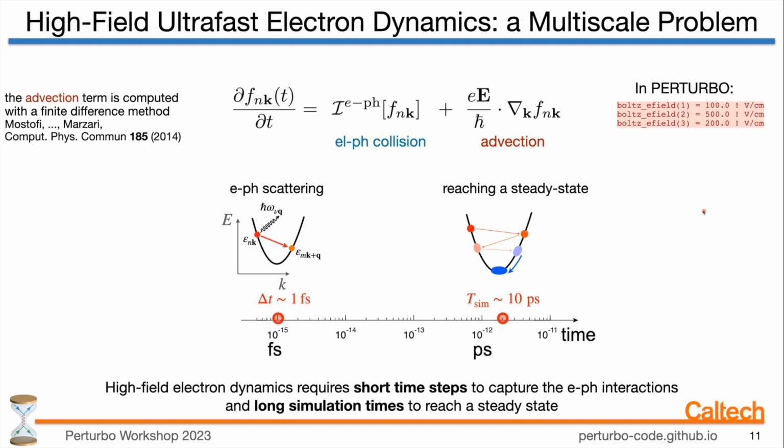Now the particularity of the system is that we still have to keep a relatively small time step, which is about 1 femtosecond, in order to keep this electron-phonon scattering physics in our simulations. However, in order to reach a steady state once the electric field is applied, we have to time step the system long enough. So the simulation times can go up to 10 picoseconds. So that's why we take advantage of this efficient polarization scheme to compute this electron-phonon scattering integral.